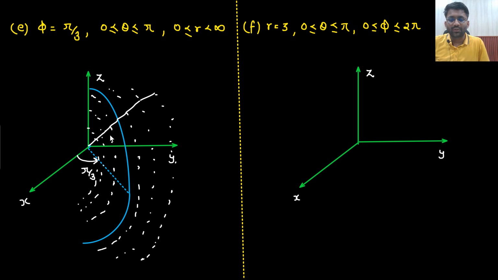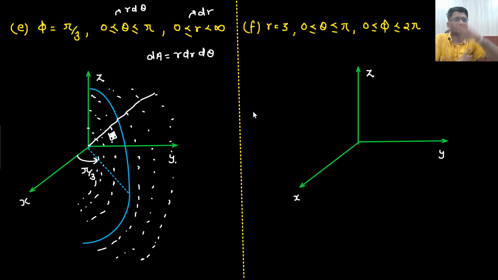Now, if you take a small portion on this disc, what will be the area of that small portion? In the direction of r, it is dr, and in the direction of theta, it is r d theta. So the small area will be r dr d theta.